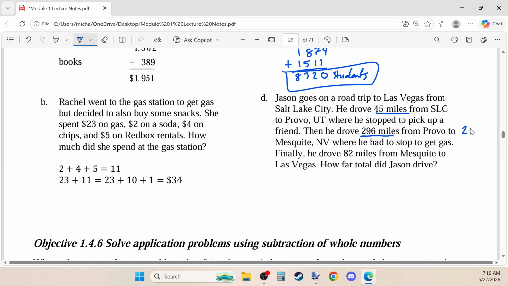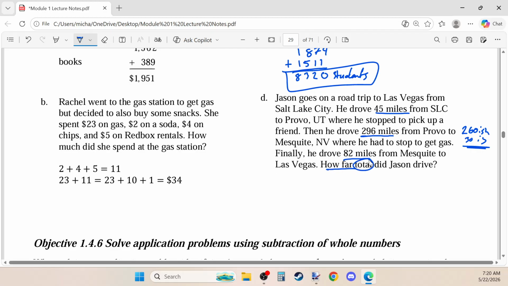Provo is at mile marker 260-ish. You have to go across the corner of Arizona, which is about 30-ish miles. Yeah, I guess that's about as far from Provo to Mesquite, where he had to stop to get gas.